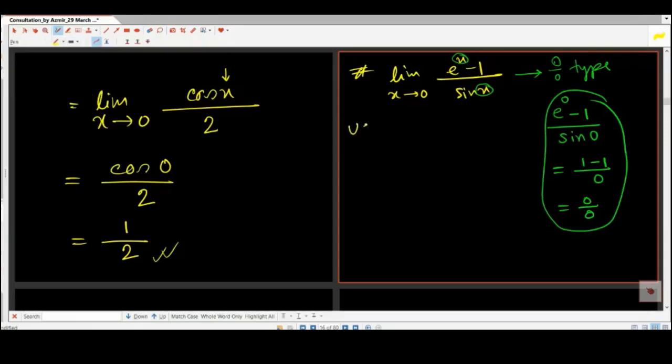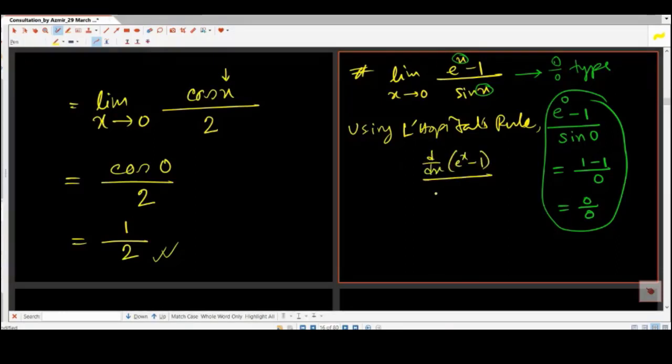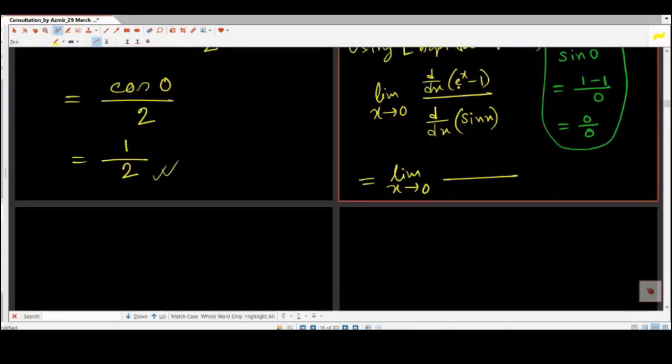So using L'Hopital's rule, we have to differentiate the upper function and we have to differentiate the function sine x also. So limit x approaches 0. Differentiation of e to the x is e to the x. Differentiation of negative 1 is 0. Differentiation of sine x is cosine x.